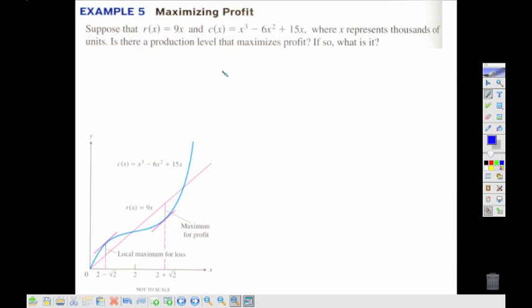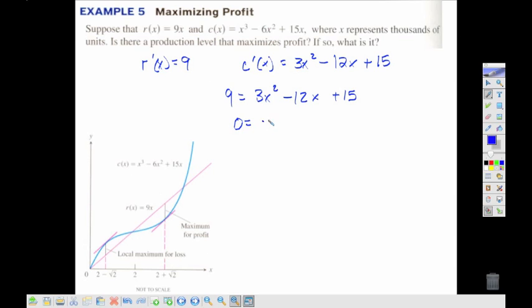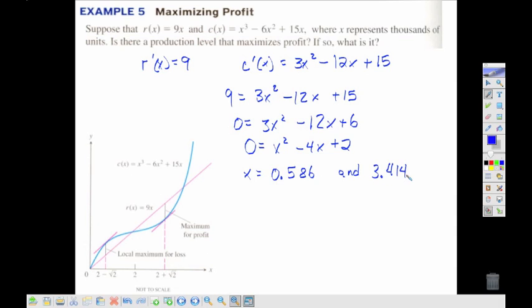So in this problem, maximizing the profit, we want to start by, since they've given us the revenue and the cost, looking at the derivative of our revenue, which is 9, the marginal cost, or derivative of the cost, which is 3x squared minus 12x plus 15. And so to maximize our profit, we're going to set these equal to each other. Dividing by 3, we'll get x squared minus 4x plus 2. Notice we can't factor this, but using our calculator we'll find these values at 0.586 and 3.414.